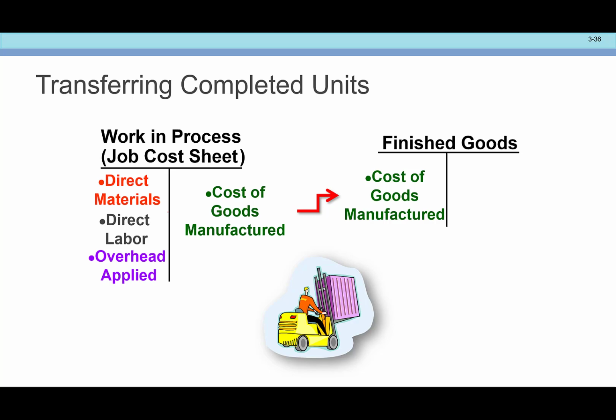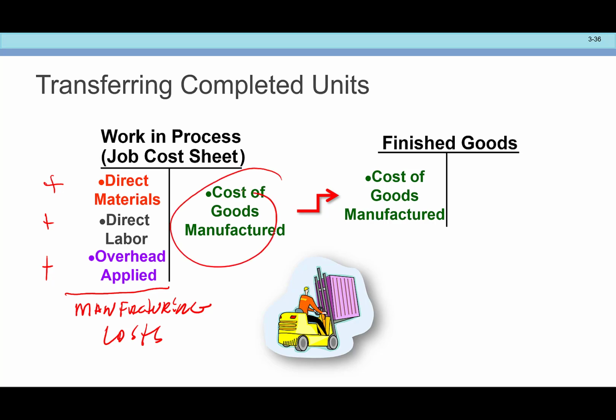When we actually finish those goods, by definition, let's look at a couple of definitions up here. The total of these three is called manufacturing costs. And then when we have finished that job and we take it out of work in process, we will credit work in process and debit finished goods. By definition, what we transfer out of work in process and into finished goods is called cost of goods manufactured.